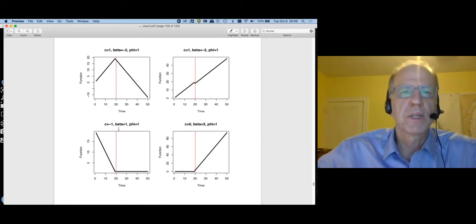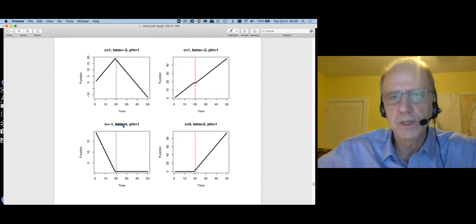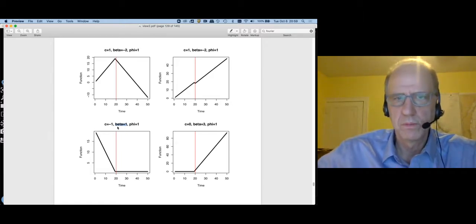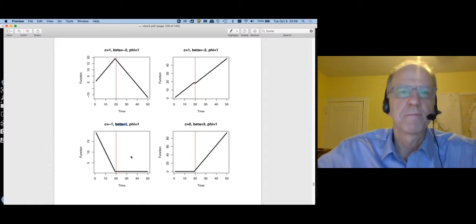Let's go look at a couple more examples. So here I've set the drift constant to be minus 1. So we see a slope of minus 1 in the pre-period. Beta is equal to 1. So the slope in the post-period is the sum of these two, which is 0. And so what we see is something that very much looks like a hockey stick, where we have slope minus 1 here, and then it flattens out to 0.